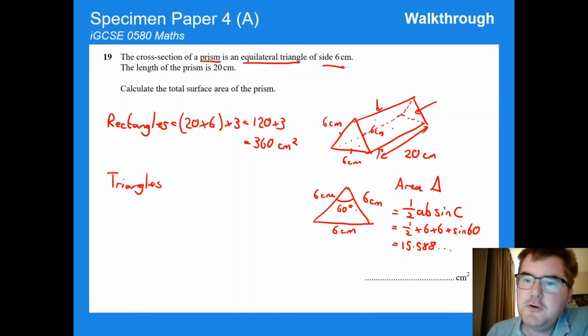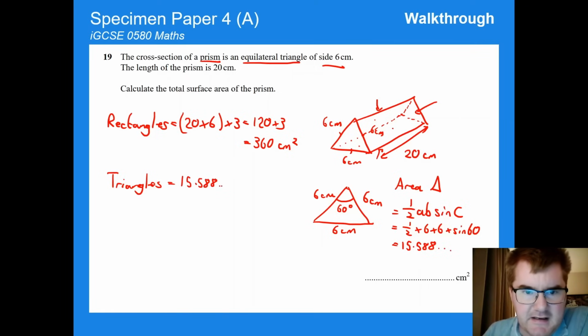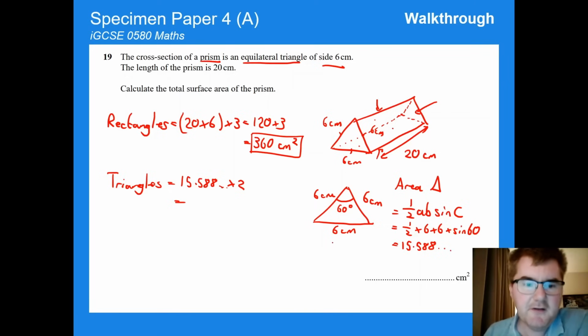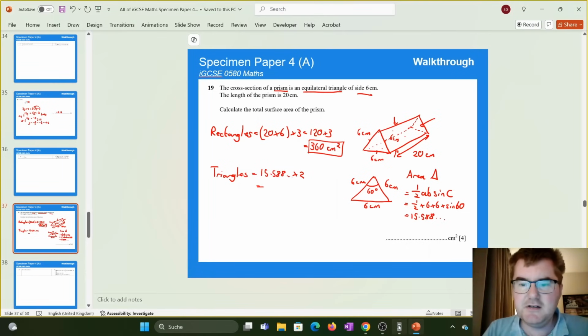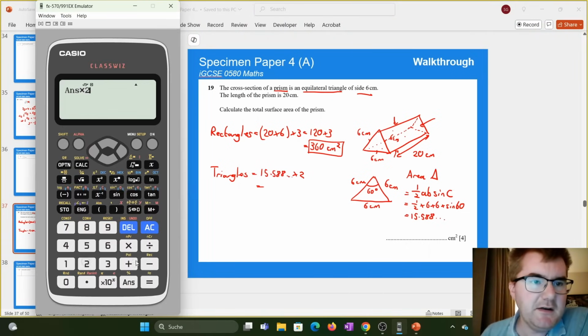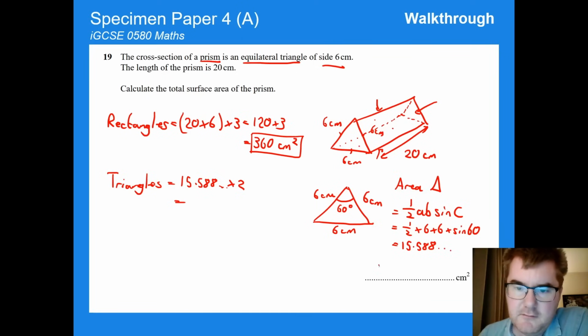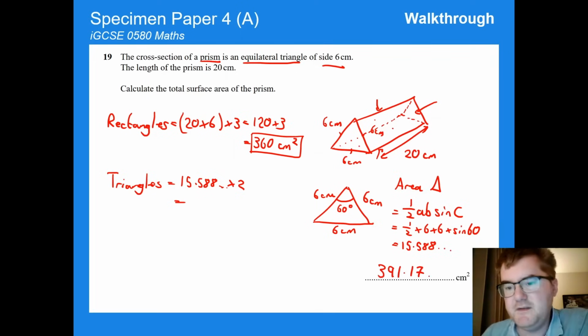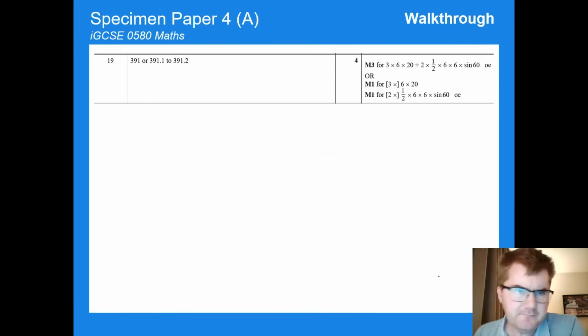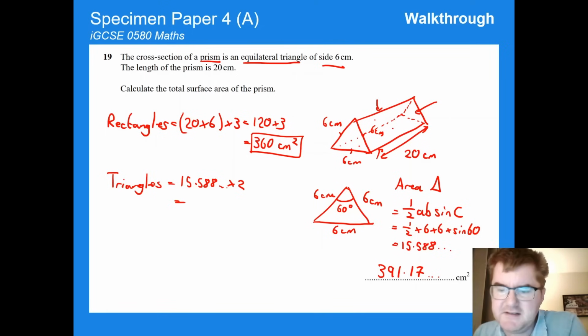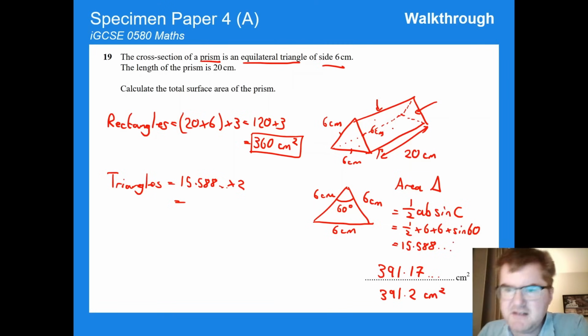However, we've got 2 of these triangles, so we need to do the 15.588 times 2 and then add the 2 results together. So we can do that at the same time. So we times this by 2, add 360, and that gives us then 391.17. Again, 1 decimal place is fine, so I would do this as 391.2 square centimeters.